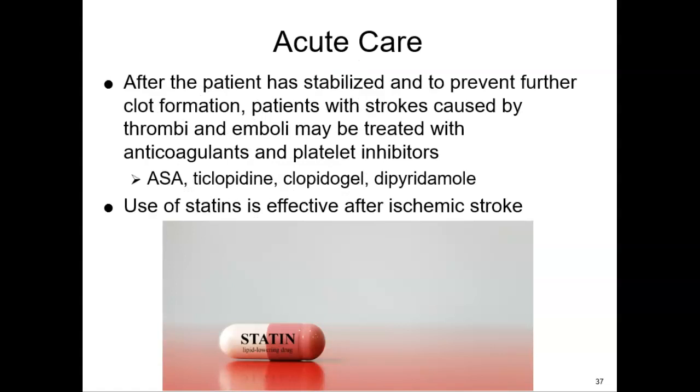All right, so after we have stabilization of a stroke, in order to prevent further clots, we may treat them with anticoagulation. And again, they may have antiplatelets like the ones we've already talked about, or they may be on anticoagulation for things like AFib, where they would be on warfarin, or maybe some of the newer ones. And the use of statins is effective after ischemic stroke, so we'll definitely make sure our patients are on those.